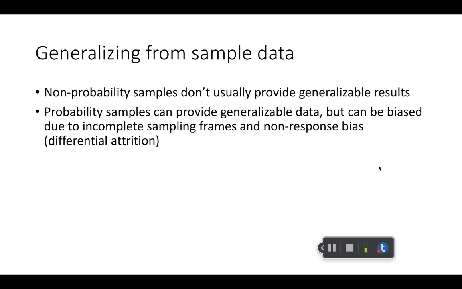Let's talk about how we can generalize from sample data. Some rules of thumb here. Non-probability samples don't usually provide generalizable results. Probability samples can provide generalizable data, but the results can be biased due to incomplete sampling frames and to what's called non-response bias, which is very much like differential attrition.